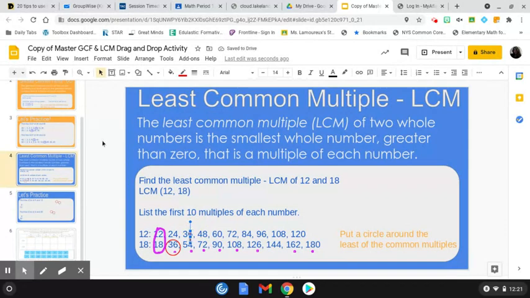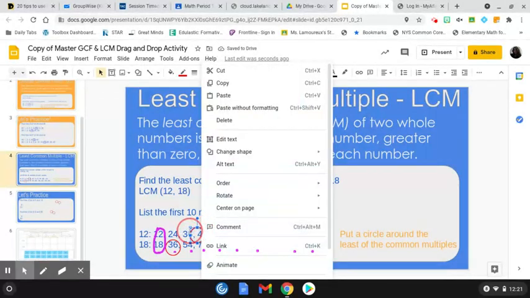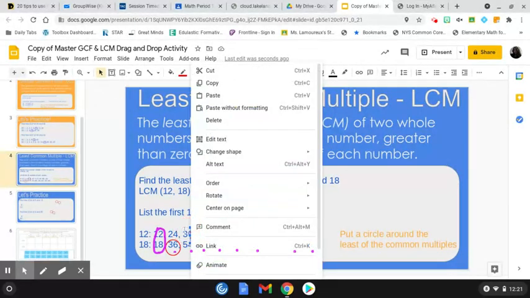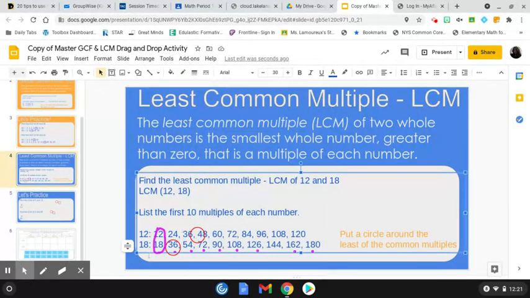That was not working for that circle. Let's try again. Well, you know what I mean. I mean to circle the 36. Okay, let's go to the next slide.